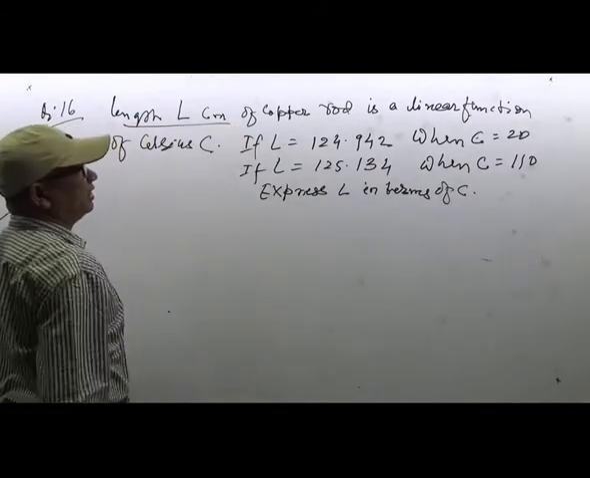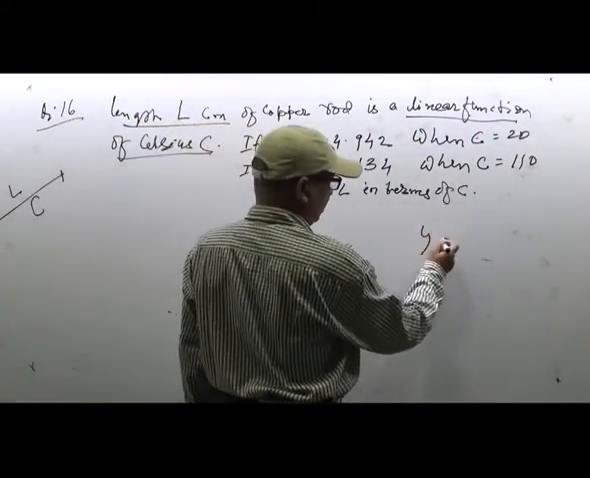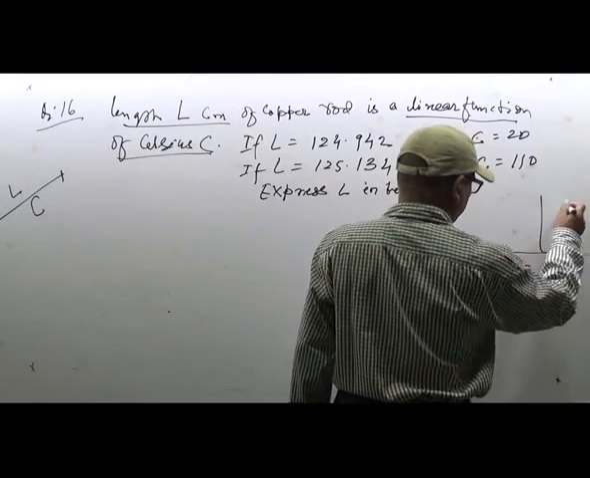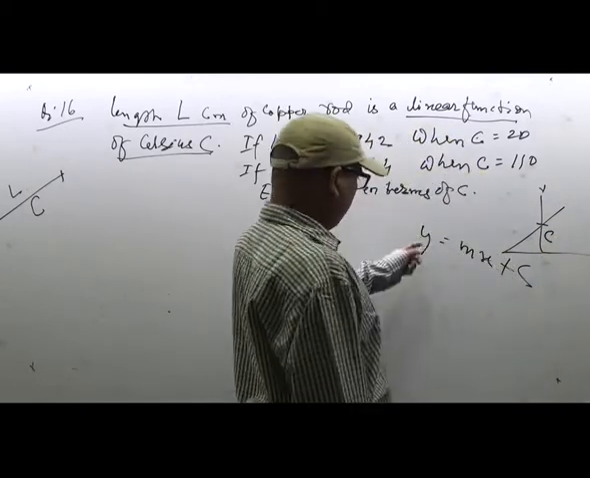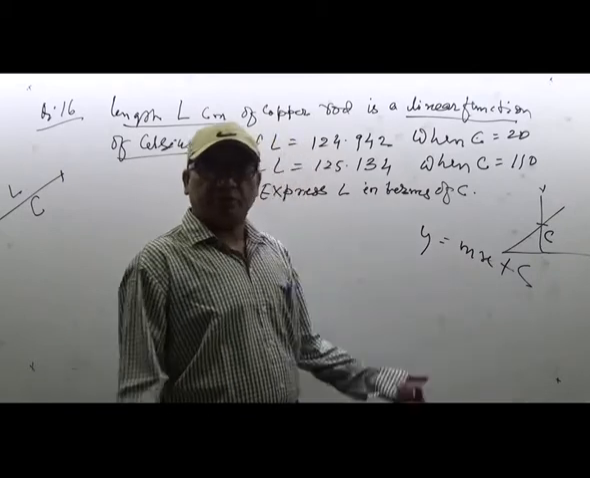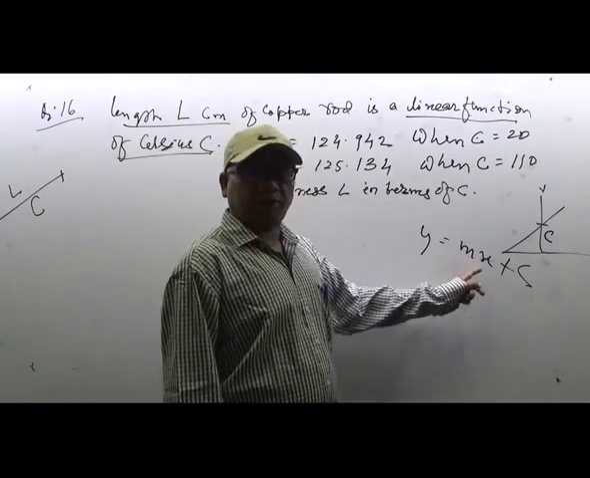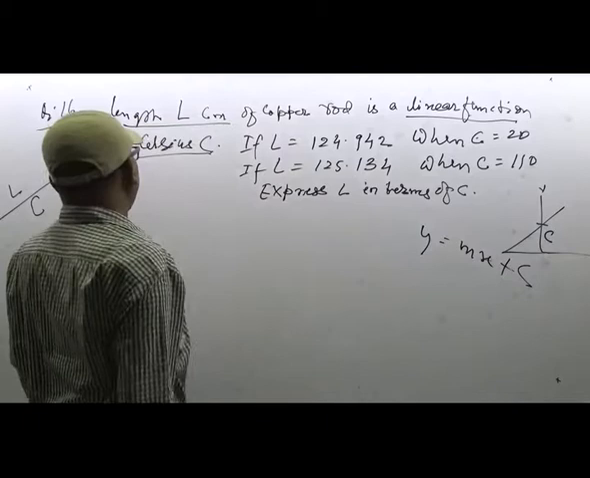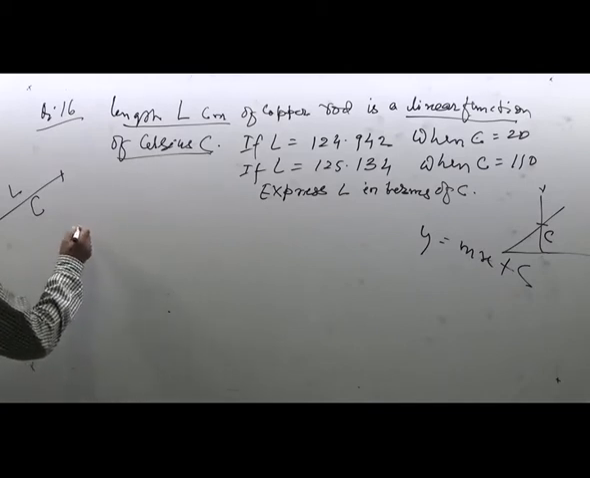Length L is a linear function of Celsius C. Like we write y equals mx plus c, what does it mean? It is a straight line which intercepts the y axis at c. So the equation of this straight line says y is a linear function of x, where c is a constant, which is a distance, and m and c are constants. Therefore, since L is a linear function of Celsius C, you can write the answer.